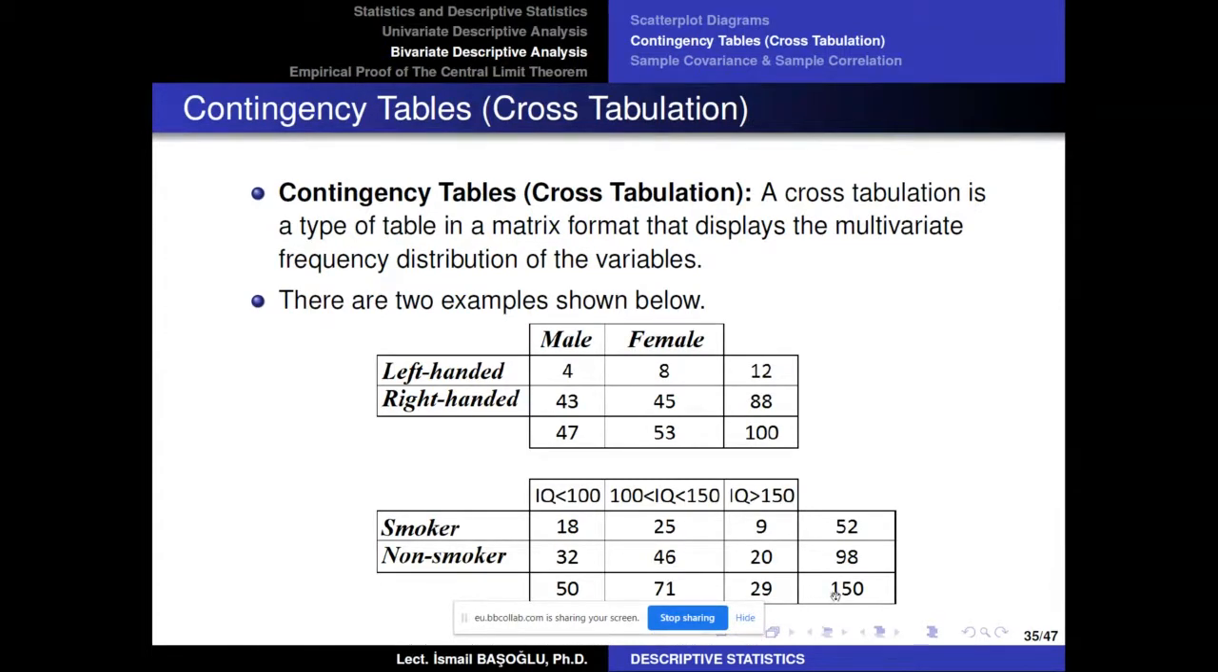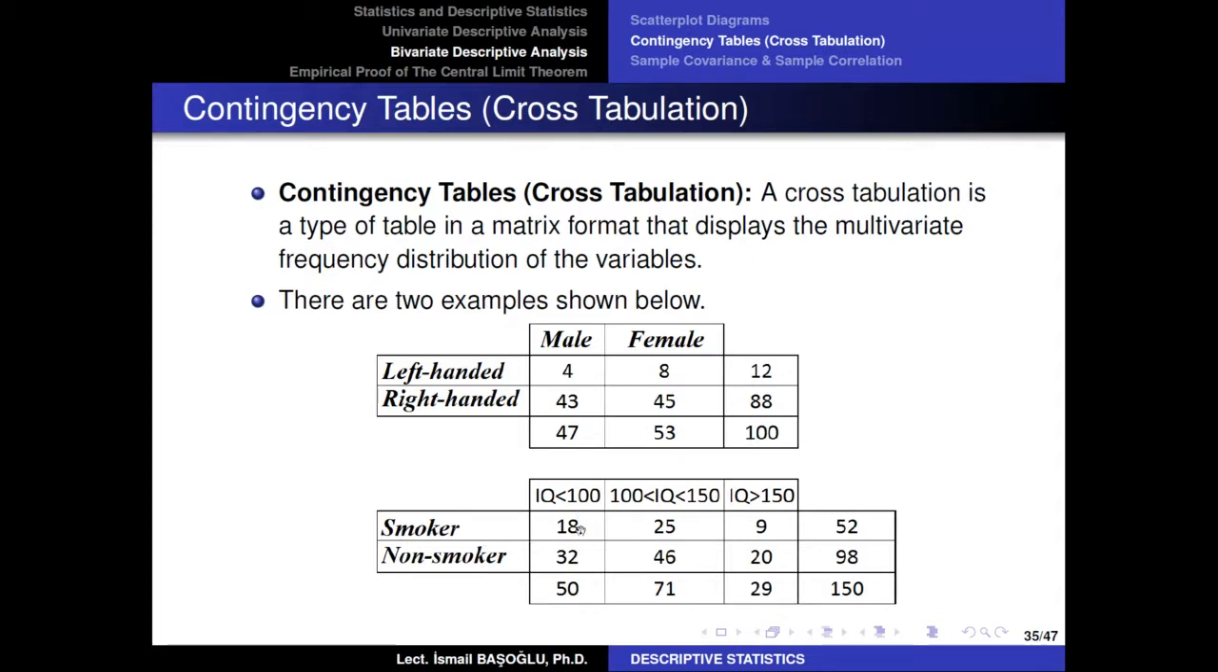Now, in the second example, we have 150 observations in our sample. Again, we are observing 150 people. 52 of them are smokers and 98 of them are non-smokers. And 50 of them have an IQ level less than 100, according to an IQ test. 71 of them have an IQ level between 100 and 150, and 29 of them have an IQ level greater than 150. So how can we see if there is a relationship between the smoking habit and the IQ levels of a person?